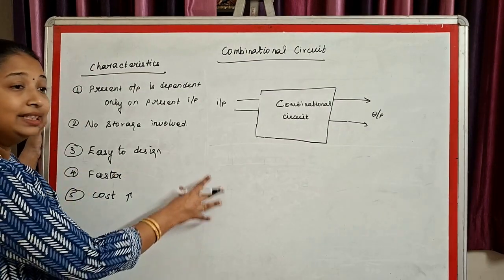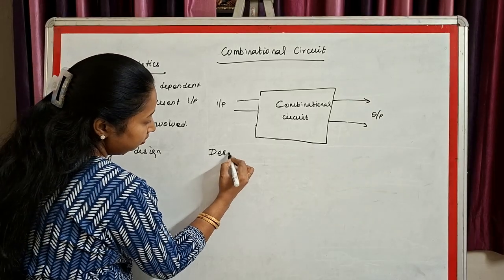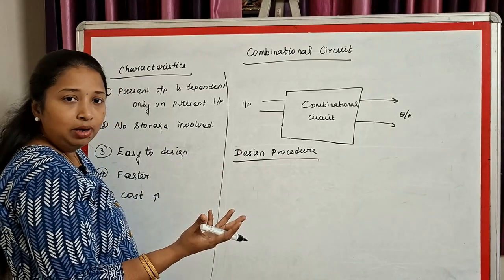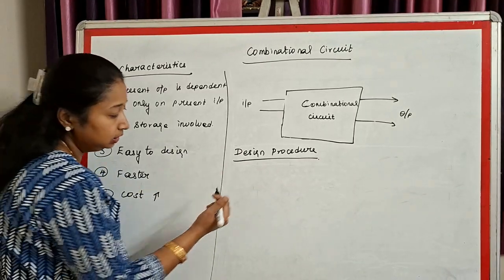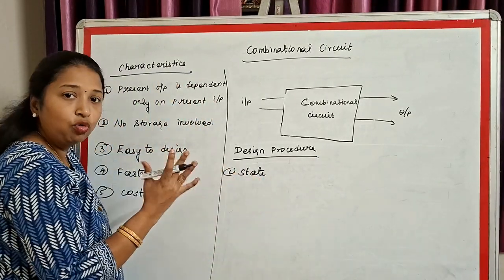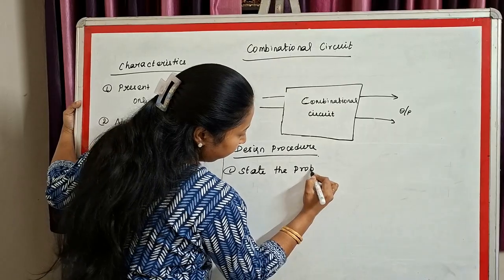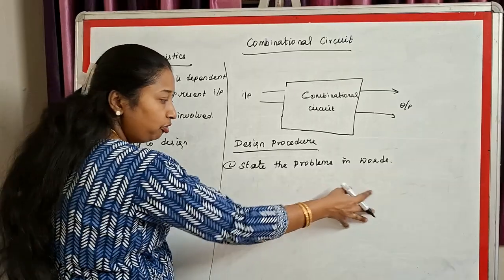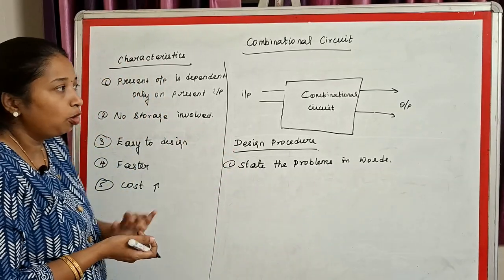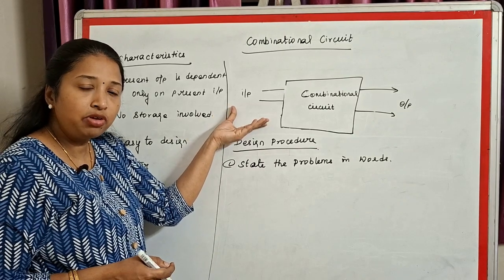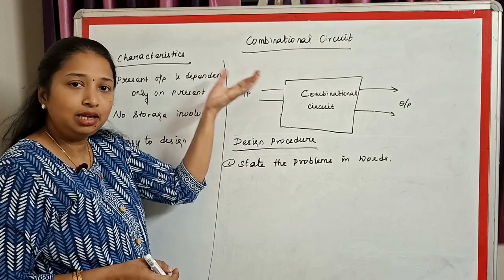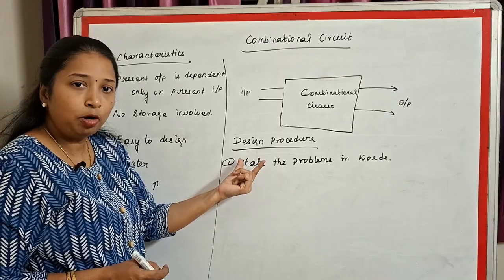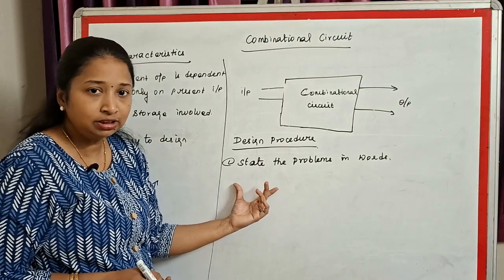Now we will be seeing the design procedure of a combinational logic circuit. Normally, in a combinational circuit, whatever the problem is, it is mentioned using statements. We have to state what the problem is in words. We'll be solving a few problems based on the design procedure so that you'll understand better what a design procedure is. In your previous classes, for K-map and so on, the equation was given directly or the minterm numbers were given directly. Whereas in the case of a combinational circuit, whatever problem is there will be given in the form of a statement.